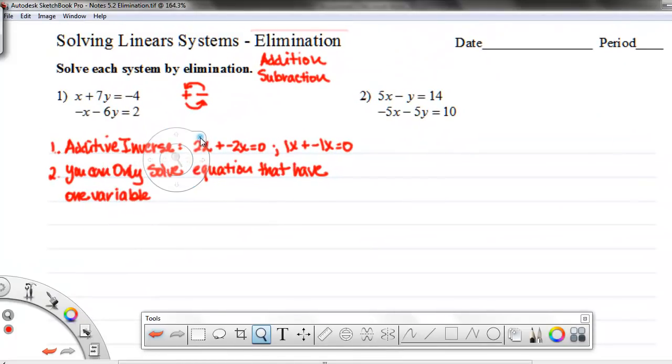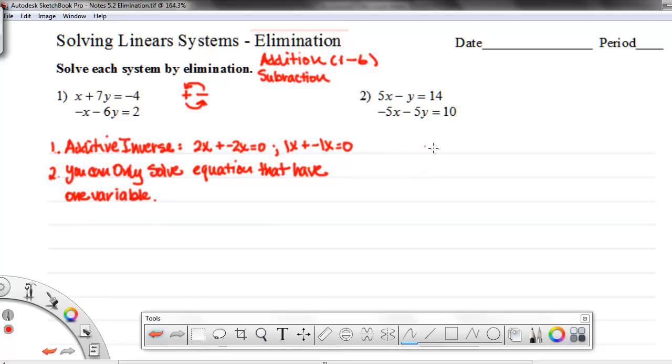So on the first 6 problems that we have here, you're going to be using addition. So problems 1 through 6, you're going to be using addition to be able to get a variable to drop out. Once that variable drops out, you're going to have a remaining variable, and then you're going to find it, and we'll take it up to that point and we'll do some more writing over here.